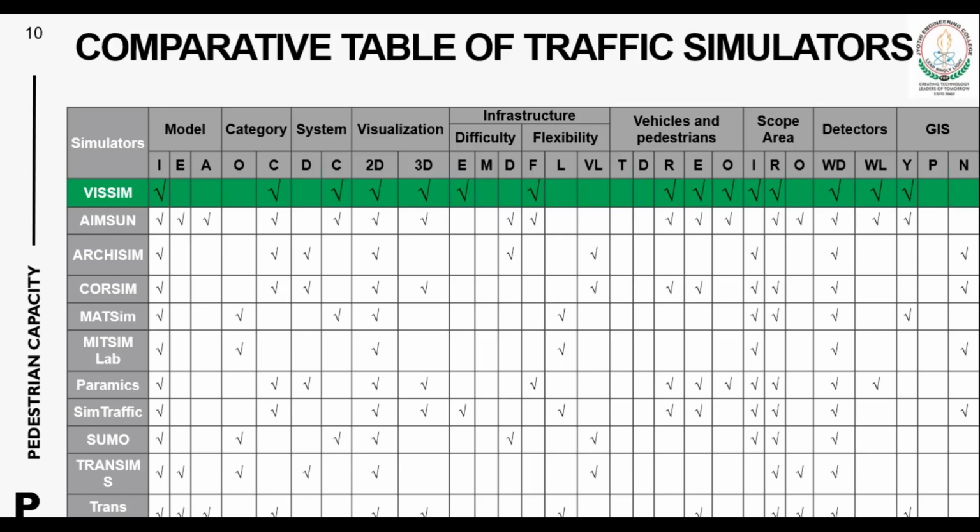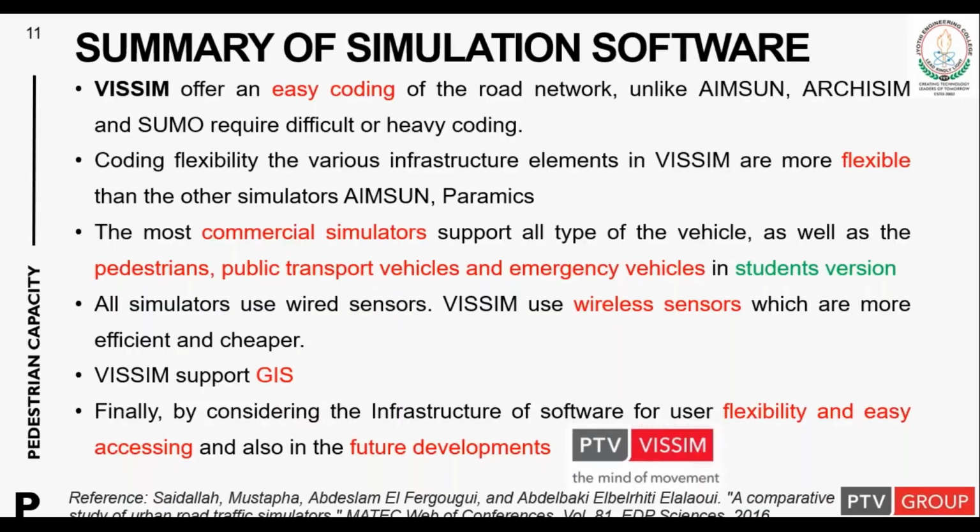In that, Vissim satisfies most of the criteria, especially the ease of coding, and it is more flexible in using the software. In the student version, the pedestrian, public transport vehicles and emergency vehicles are easily simulated. And Vissim uses wireless sensors, which is an efficient and cheaper way to do the simulation. Vissim is also supported by GIS.